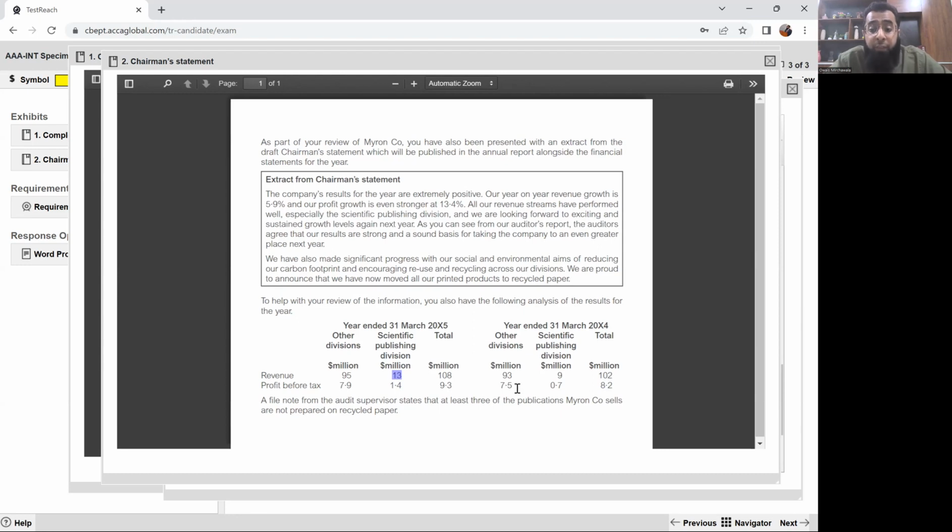Similarly, if you look at the profit, other divisions increased from 7.5 to 7.9 million in the current year. It is just a growth of 0.4 million. But for the scientific division, it was 0.7 million last year, and in the current year, it's 1.4 million. So that is 100% growth in scientific publishing division profits. So the comment that the growth will be sustained is a misleading thing.